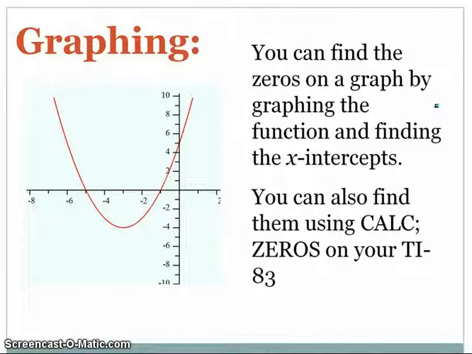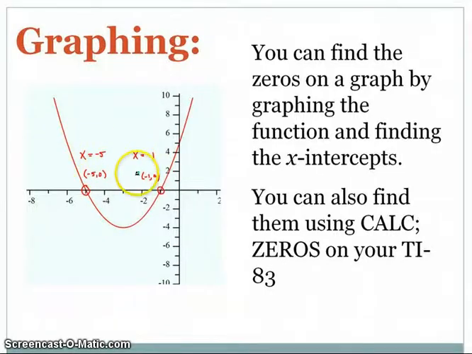So first let's look at graphing. You can find the zeros on a graph by graphing the function and finding the x-intercepts. So here's one x-intercept. This is a 0 because this value of x, -5, makes the y value 0. Therefore, x equals -5 is one solution to this quadratic. Here's another x-intercept. When the value of x is -1, the entire function is equal to 0. Therefore, x equals -1 is a second solution.